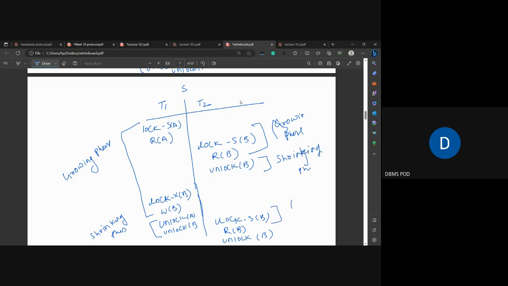This is called growing phase again, and shrinking phase again. So after the shrinking phase, the growing phase is not possible. So transaction T2 does not follow the two-phase locking protocol. If any of the transactions does not follow the two-phase locking protocol, then we can say that this schedule does not follow the two-phase locking protocol. Is it clear?